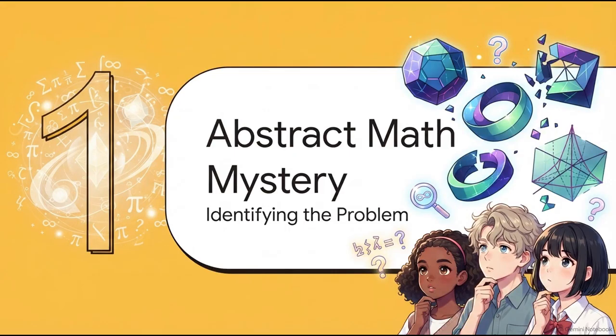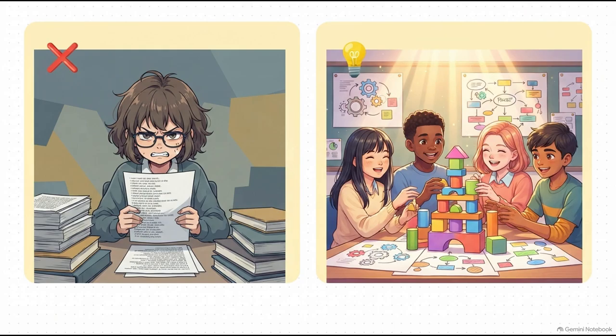Starting with Section 1, the abstract math mystery, where we identify the problem. You know, the common struggle in math classrooms all over the world is this tendency to just jump straight to numbers and symbols on a whiteboard without building any foundational context first. And this jump creates a stark divide in learning.